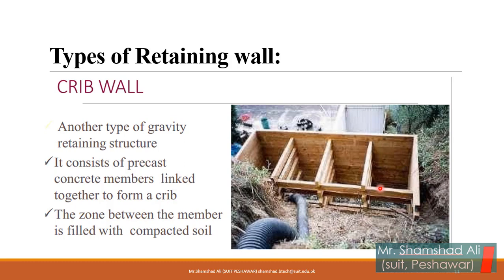This is the crib wall, another type of gravity retaining structure. It consists of precast concrete members linked together to form a crib. The zone between the members is filled with compacted soil. This is basically made up of wood, but some types are made up of precast concrete panels or boxes. And this portion, and this portion, and this portion are then filled by compacted soil.